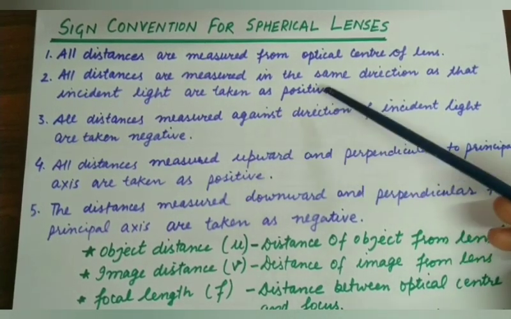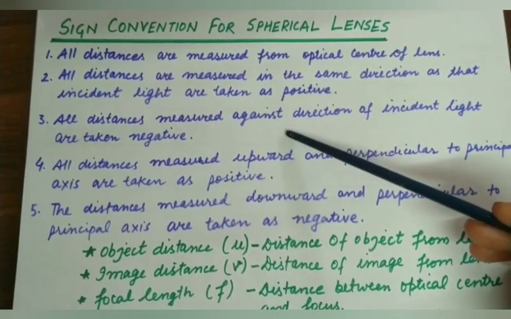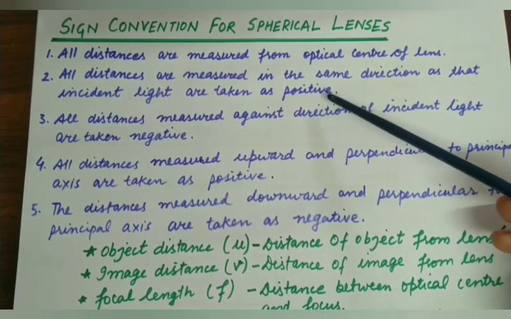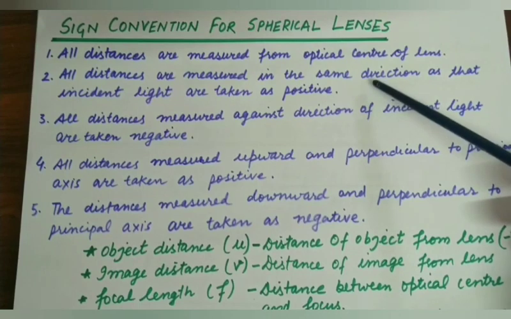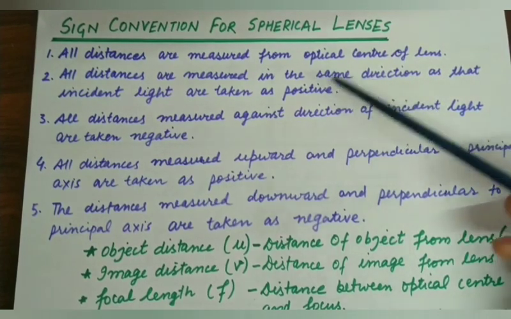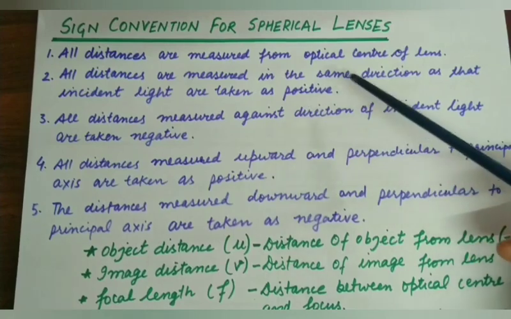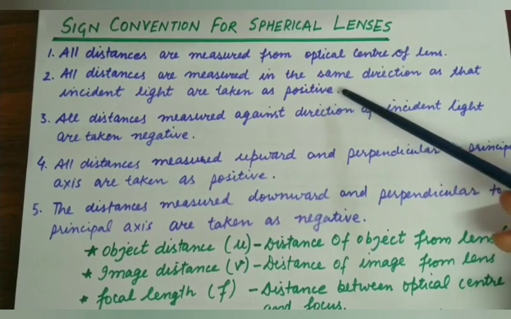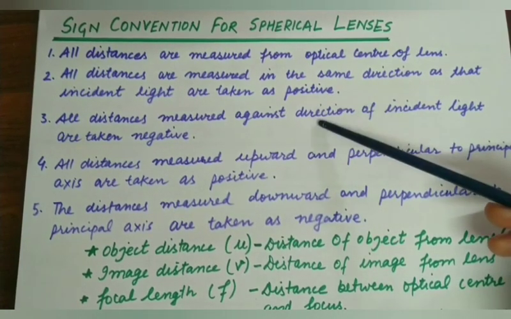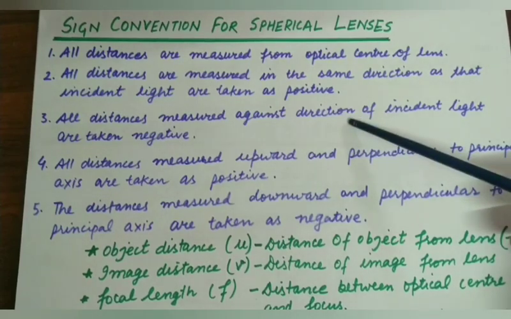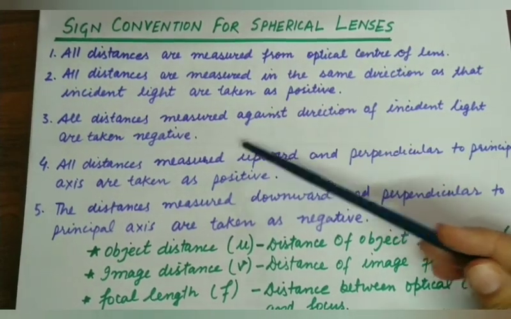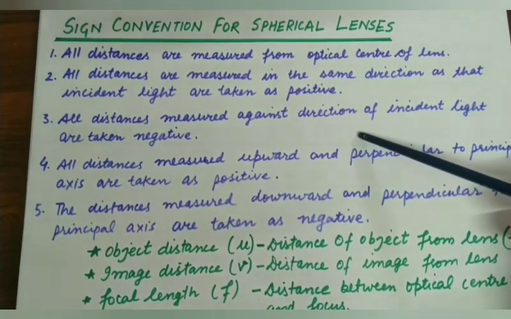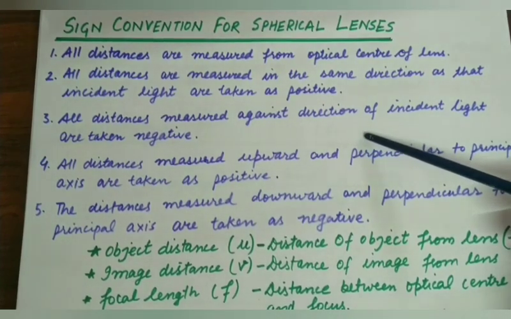That means when you are given the numeric value for the object distance or the image distance, you have to consider the direction of the incident light ray. If the distance is measured in the same direction, then you will put a positive sign before the numeric value. And if the distance is measured against the direction of the incident light ray, then you have to place a negative symbol before the numeric value. You will understand it more clearly when we do the numericals.